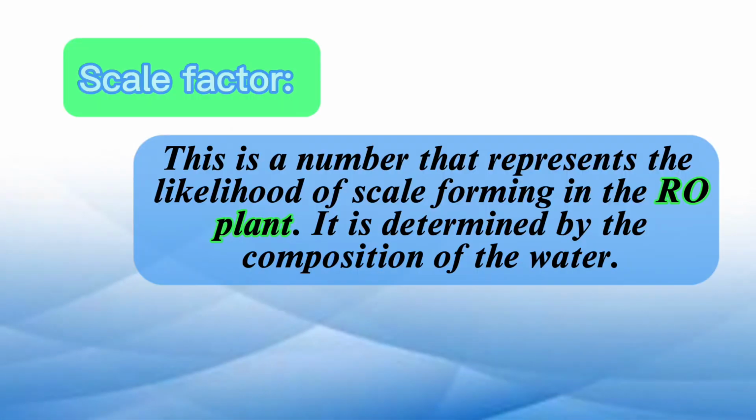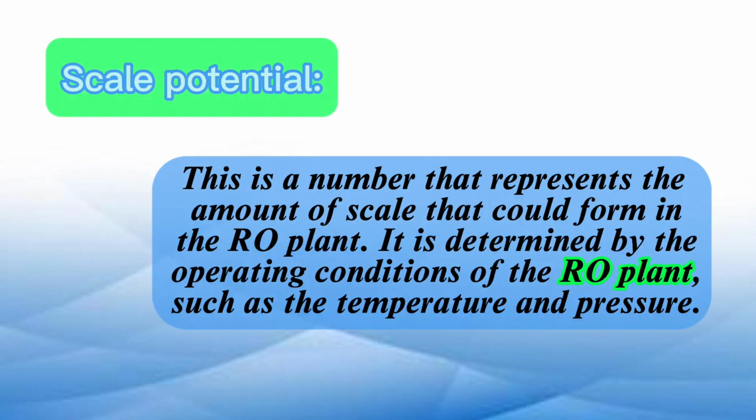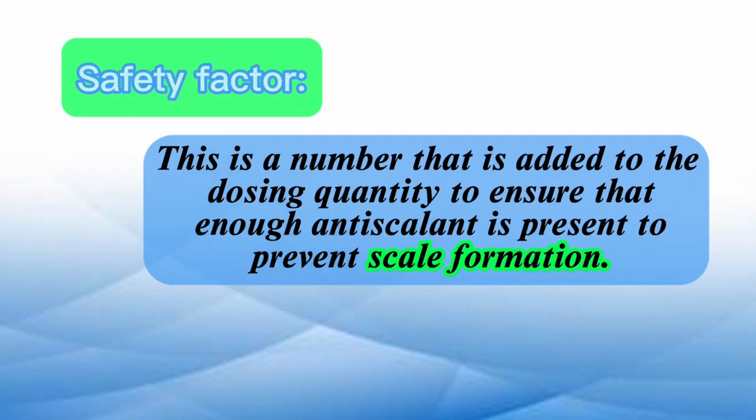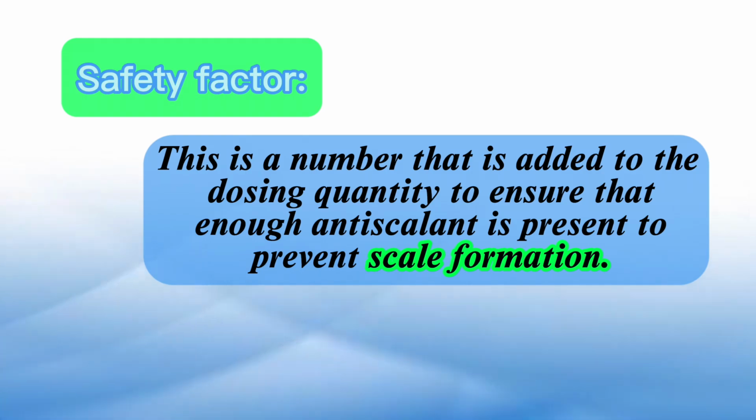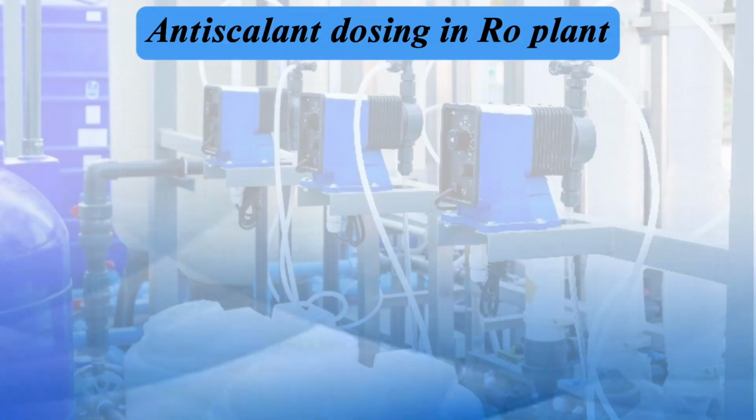Scale factor: this is a number that represents the likelihood of scale forming in the RO plant. It is determined by the composition of the water. Scale potential: this is a number that represents the amount of scale that could form in the RO plant. It is determined by the operating conditions of the RO plant, such as the temperature and pressure. Safety factor: this is a number that is added to the dosing quantity to ensure that enough antiscalant is present to prevent scale formation. How to apply antiscalant.